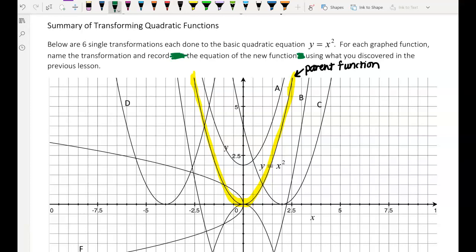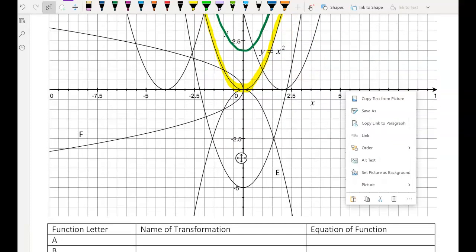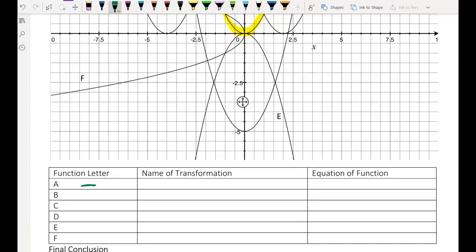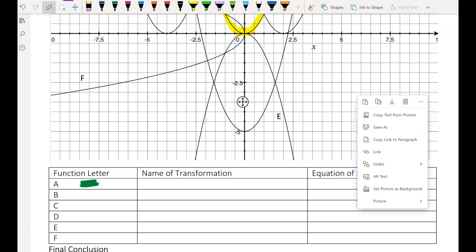So function A, I'm going to highlight that in green. And to show so I know what color, down here next to the letter A, I'm going to color that green so I know that that's the graph that I am talking about. So I'm showing what color I am using to highlight.